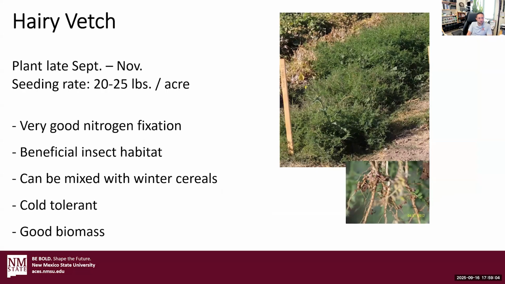Hairy vetch is also a really great cover crop. You can seed this about 20 to 25 pounds per acre. You can see on this bottom picture here, it's making that rhizobium, those nodules. So it's a really great nitrogen fixer. This one also a beneficial insect habitat. It's cold tolerant and it does provide a good amount of biomass as well.